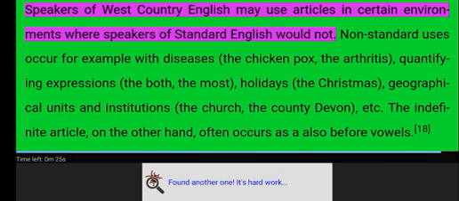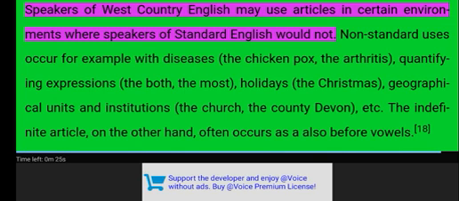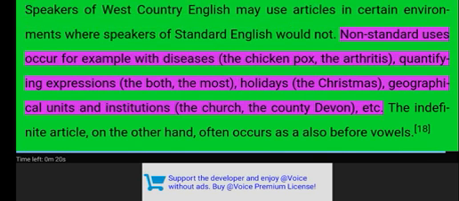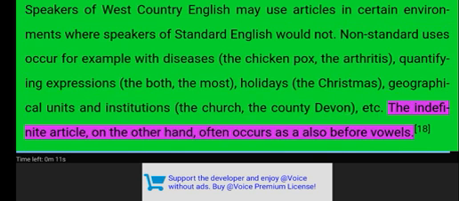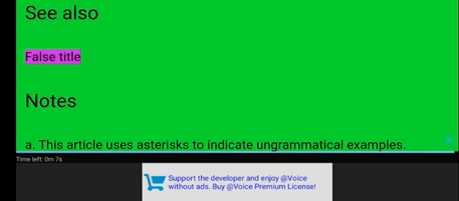Speakers of West Country English may use articles in certain environments where speakers of Standard English would not. Non-standard uses occur, for example, with diseases, "the chicken pox," "the arthritis"; quantifying expressions, "the both," "the most holidays," "the Christmas"; geographical units and institutions, "the church," "the county Devon," etc. The indefinite article, on the other hand, often occurs as "an" also before vowels. 18. See also. False title.